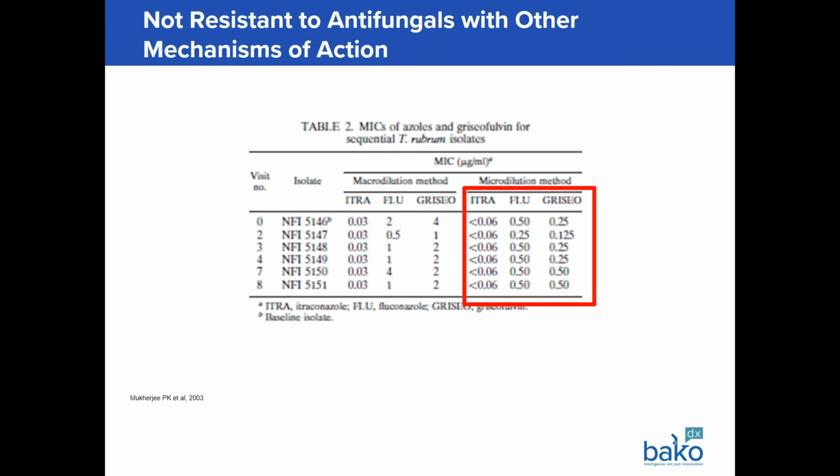They looked at the other side of the coin. They looked at other antifungals that have different mechanisms of action. And here we have itraconazole, fluconazole, and griseofulvin. And what they found was that the MICs for these remained very low. So they did not see resistance here.